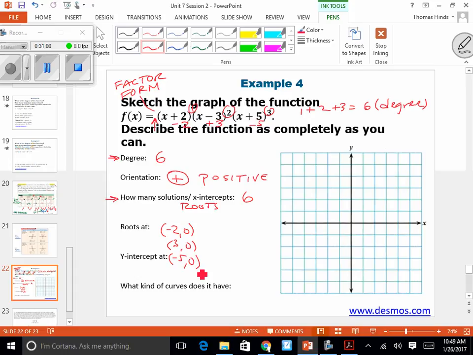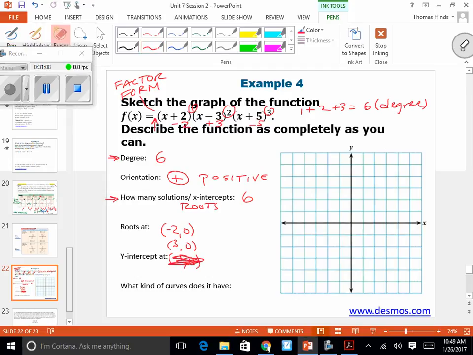All right, so they got the easy part. They're building this thing. They know the degree and the number of roots are the same. They know the positive orientation if there's no negative sign there. So let's see, what did I have there? I had a -2. I had a 3. And I had a 5.